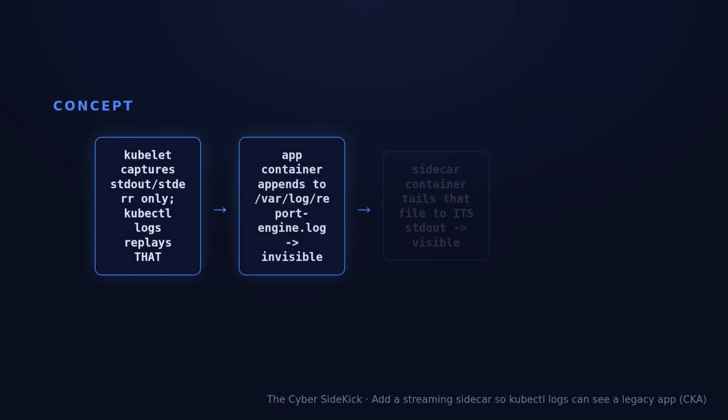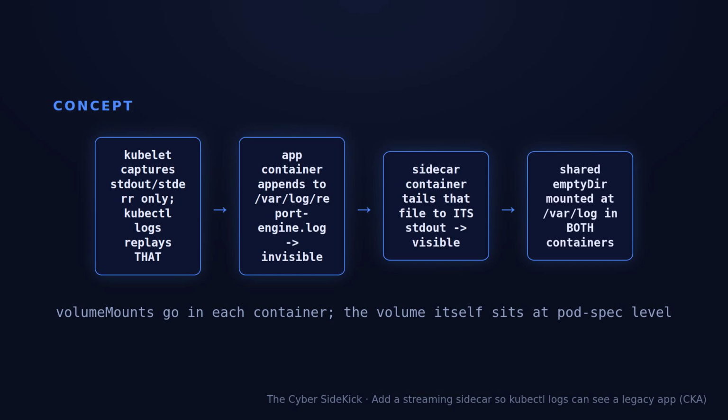One fact explains this whole question. Kubernetes has a single logging path. The kubelet captures what a container writes to standard output and standard error, and kubectl logs replays that. It does not know about files, it does not look inside your container's file system, and there is no configuration to point it at one. So an app that appends to a log file is not badly configured, it is simply outside the pipeline.